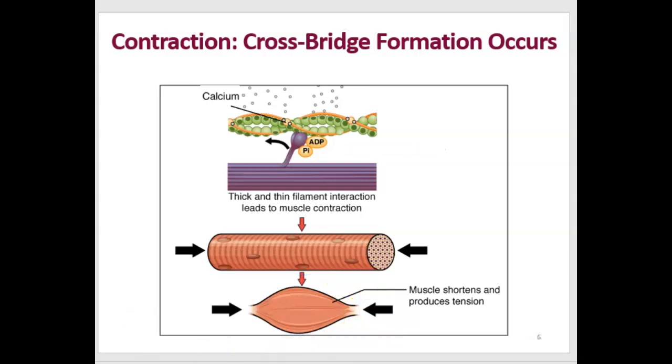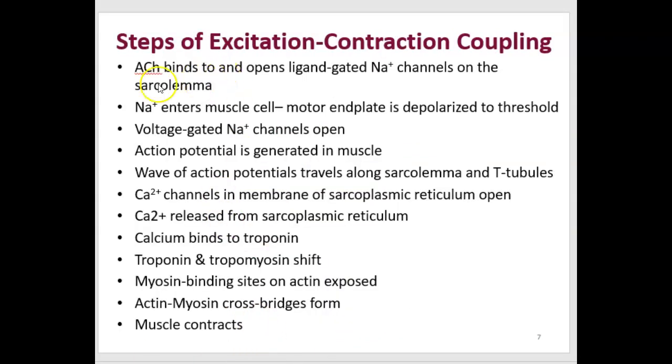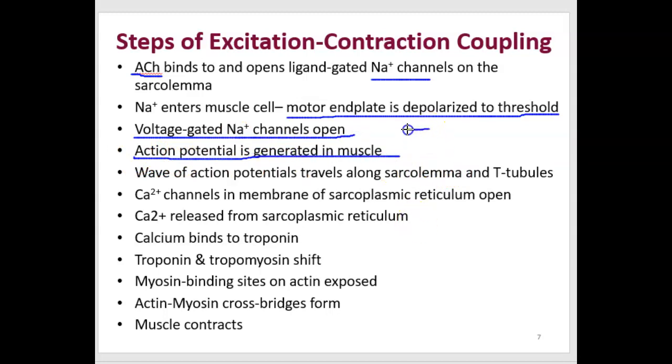So the steps of excitation contraction are, first we have to have a neurotransmitter released from a neuron, and then we get sodium influx into the muscle cell. Then, when the motor end plate is depolarized to threshold, some more sodium channels open, and that generates an action potential in the muscle. So this is all the excitation.